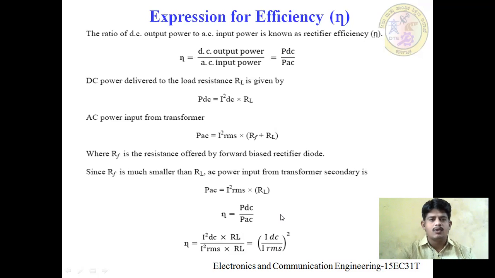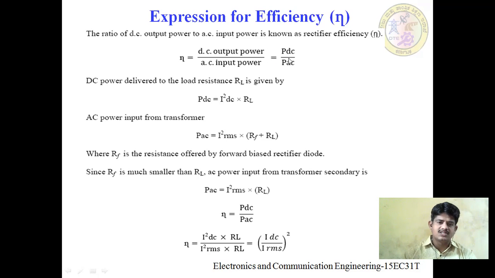Similarly, now we are going to understand the expression for efficiency. We already understood what is meant by efficiency. It is the ratio of output power to the input power. And in a rectifier, what is the output? DC. And what is the input? It's AC. Let's go through its expression. So eta, that is efficiency, is given as DC output power to the AC input power. Output DC power is given as P_DC, input AC power is written as P_AC. So this is the equation for efficiency.